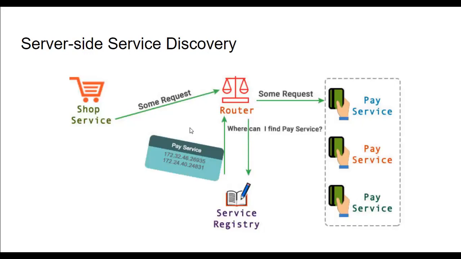Now let's discuss what server-side discovery is. In server-side discovery, the client makes a request via a load balancer, and the load balancer queries the service registry and routes each request to an available service instance. AWS Elastic Load Balancer (ELB) is a very good example of a server-side discovery router.